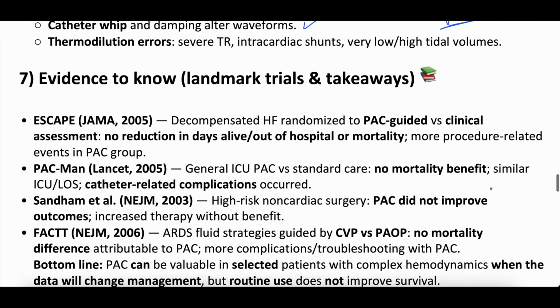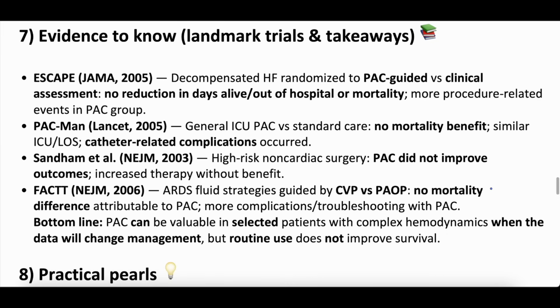Evidence to know, for those big nerds out there like me, we listed a handful of trials: ESCAPE, PAC-Man, Sandham et al., and the FACTT trial. And this is all to say that many of the trials out there don't have a big mortality benefit, but do know that it's really hard to prove mortality in the critical care literature, right? We put in central lines all the time. Has there been a study that has shown a mortality benefit from central lines? Not that we're aware of. Same thing with A-lines, not that we're aware of. Same thing with a lot of interventions.